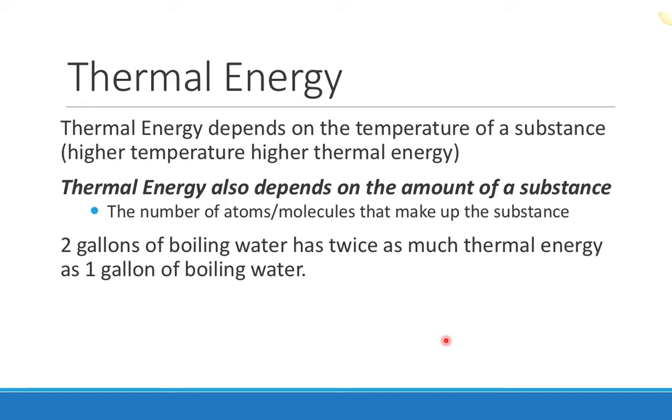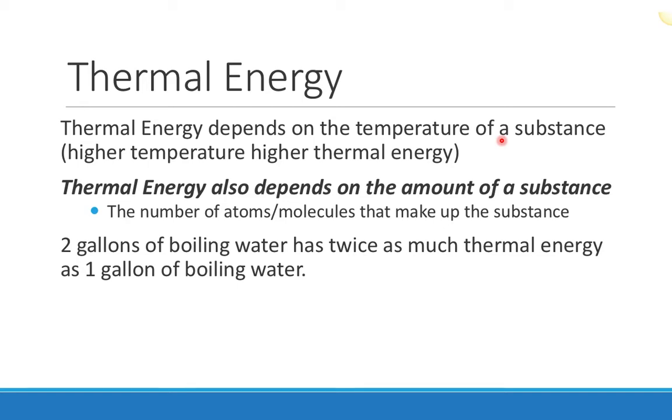So if we go back to the boiling water example, if you had 2 gallons of boiling water, it has twice as much thermal energy as 1 gallon of boiling water. And so even though boiling water in both cases is the same temperature, right? Water boils at 100 degrees Celsius. So both of these containers would have the same exact temperature.